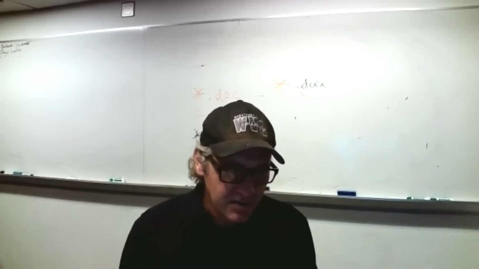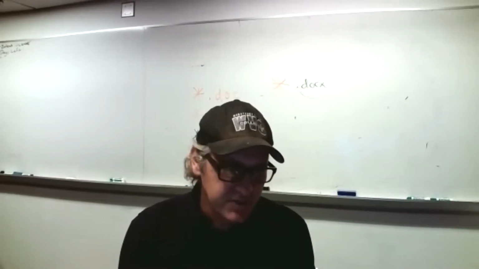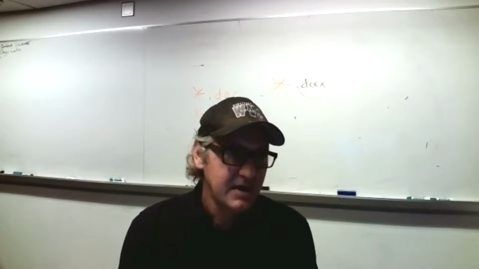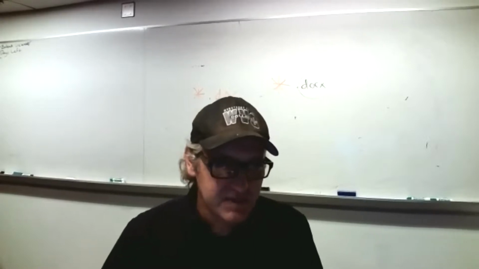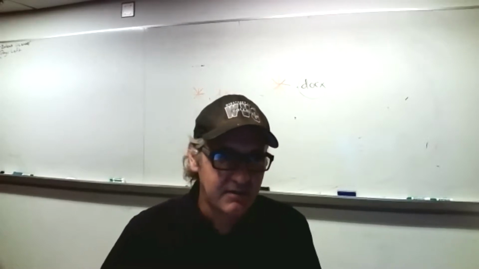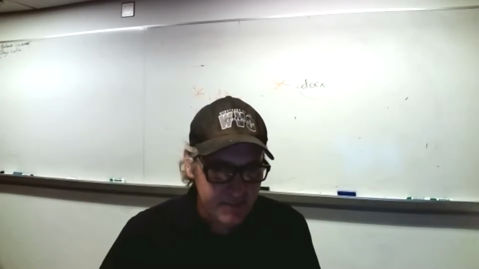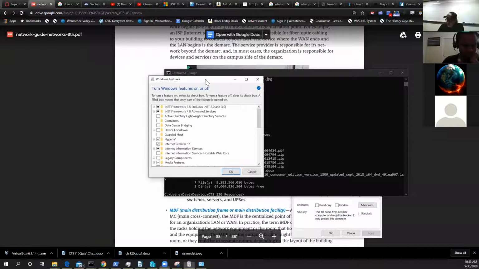Okay, so on your start button or on your search window, if you type in the word features, F-E-A-T-U-R, you can see that it pops up. This is part of your control panel, for turning Windows features on and off. So I've got that popped up on my screen here. So here's my list of Windows features.